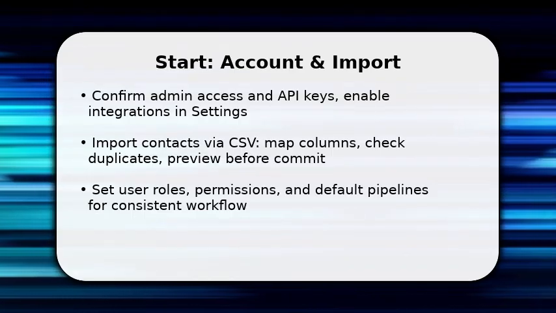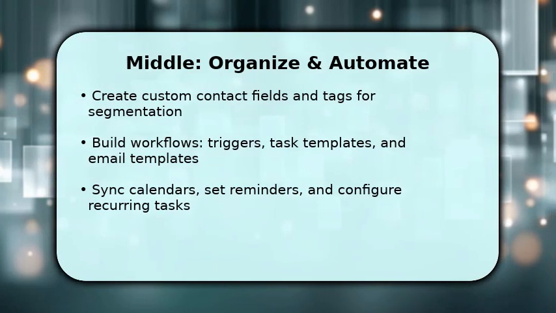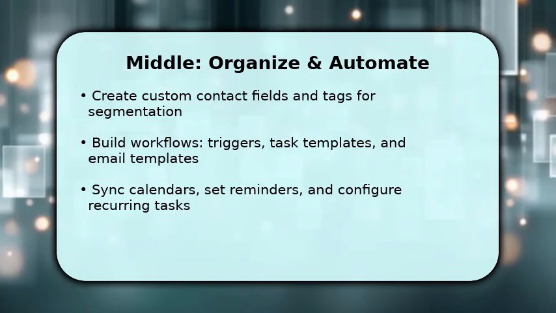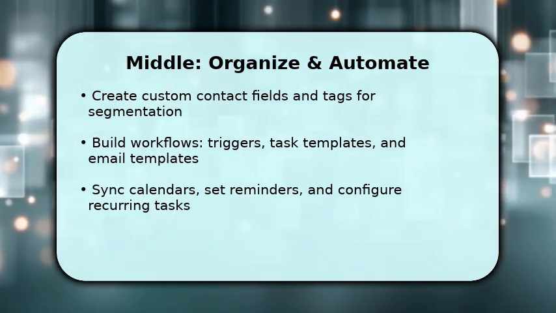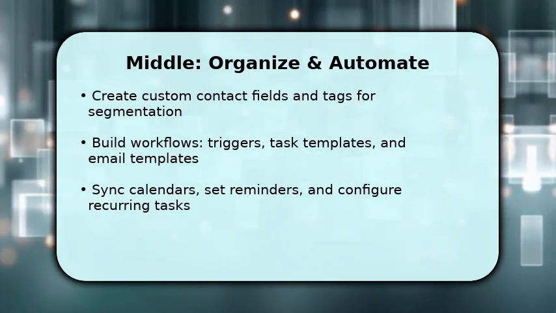Finally, set user roles and default pipelines so everyone follows the same process from day one, which prevents permission errors later. You now organize data and build automation to save time. Create custom contact fields and tags so filtering and reporting reflect your process. This matters when you scale.